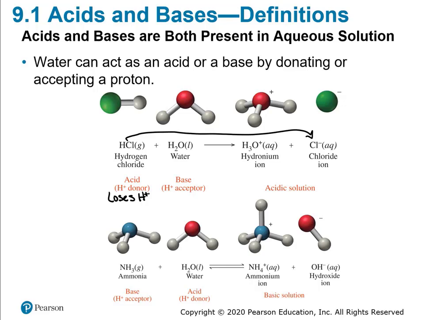But the base, this water in this example, when I look at the water, I can see that it goes from being just H2O to now it's H3O+. So I can see that this gains the hydrogen ion in the reaction. That's why it's a base.